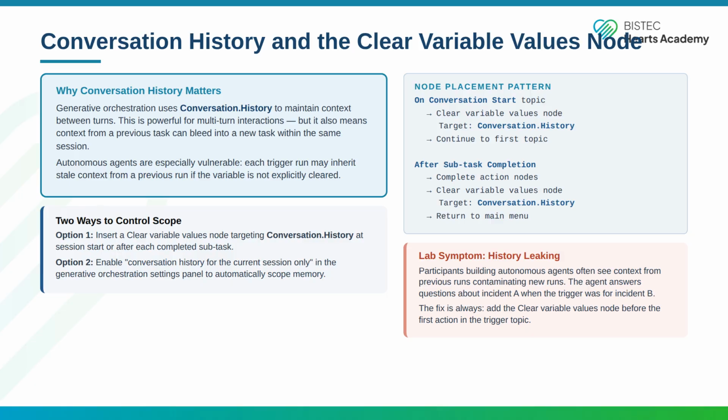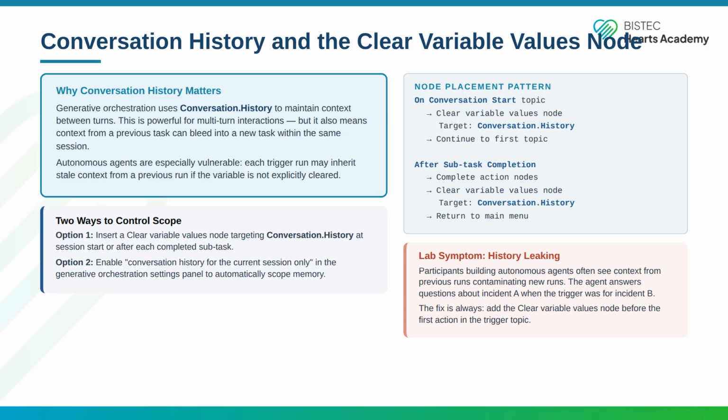2 controls. Option 1. Insert a clear variable values node targeting conversation.History as the first node in the trigger topic before any action runs. This explicitly wipes conversation context at the start of each run. Option 2. Enable conversation history for the current session only in the Generative Orchestration settings panel. For autonomous agents, Option 1 is preferred. The intent is visible in the topic design and the behavior is predictable.